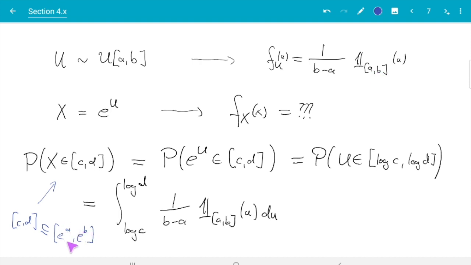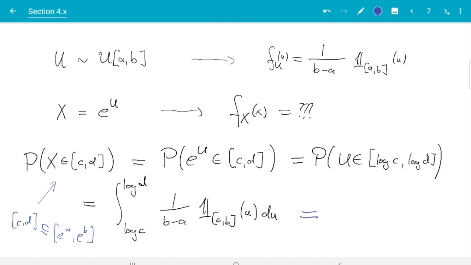So outside we don't need to worry. And if we are in this interval, then we will see in a second that this indicator function will go away. Let's keep it for one more step, but you can already guess u is log x, so that will go away. So let's do the substitution formally.